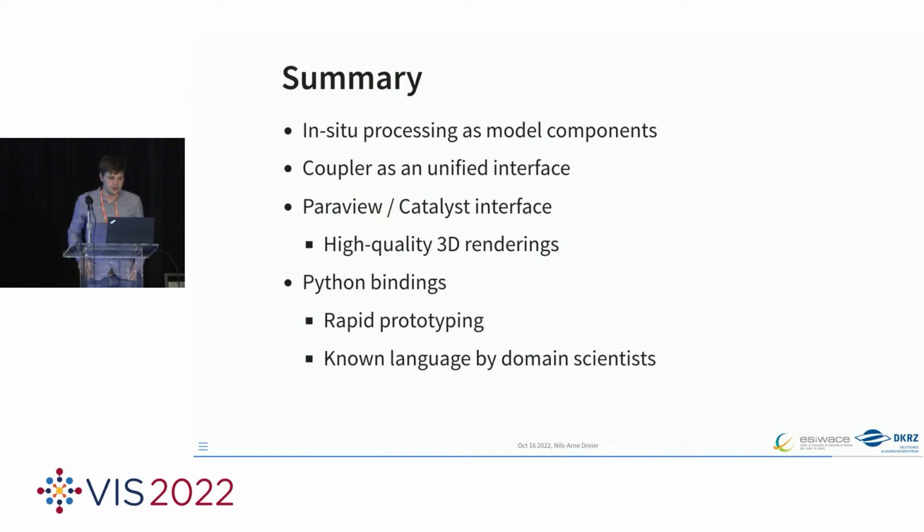Okay. So to sum up, what we've done is that we think of in situ processing as components for our coupler. And the coupler is like a unified interface for getting data from the model. And we have 2 implementations of that. One uses ParaView or Catalyst libraries. That's for high quality 3D renderings. And on the other side, we have Python bindings for rapid prototyping, which is really easy to learn and has a lot of libraries available.